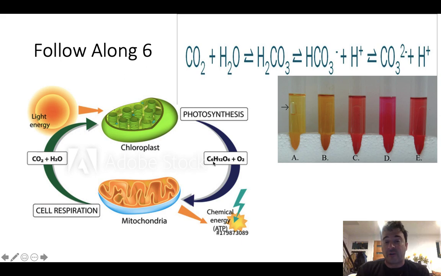Then in our cells, we take this glucose and oxygen and we burn glucose in the presence of oxygen in order to make energy in the form of ATP. So we burn glucose in the presence of oxygen in order to make ATP in the process of cell respiration. The byproducts of burning glucose in the presence of oxygen, just like burning gasoline, are carbon dioxide and water.